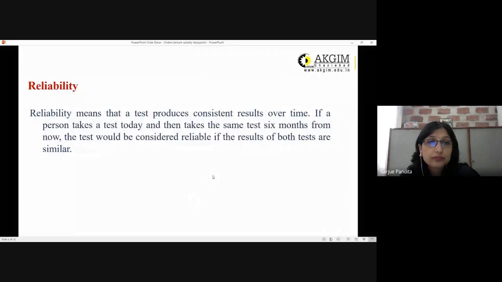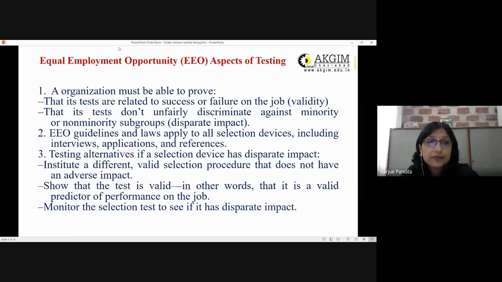Right? Then, as I was saying, these tests are being authorized and sanctioned by the Equal Employment Opportunity Commission. And what they are saying, or the aspects of testing they have given, is that an organization must be able to prove that its tests are related to success or failure of the job.